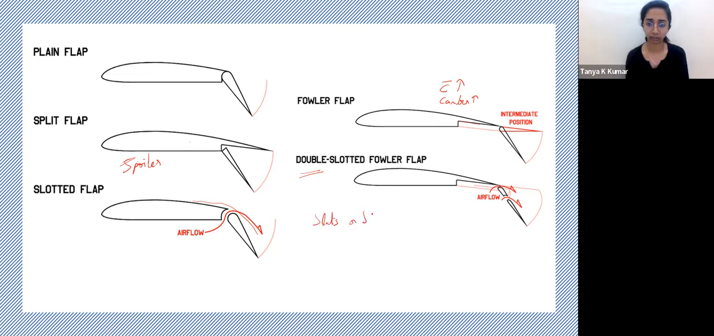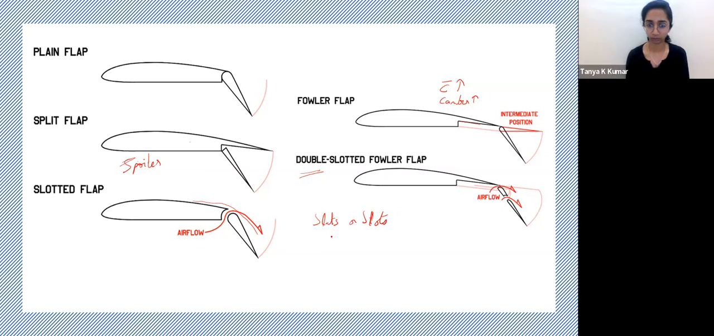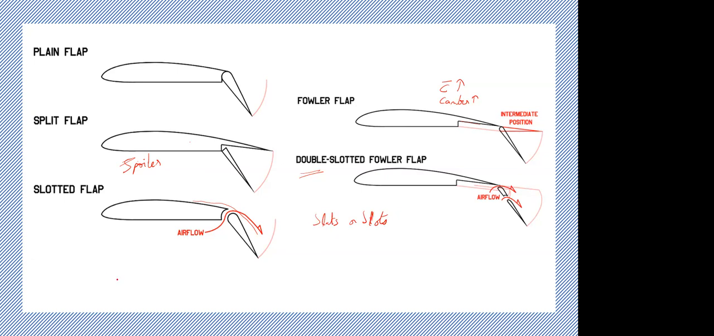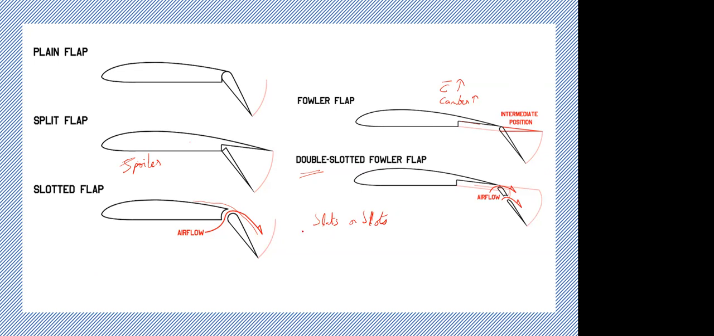Slats or slots. What are slats or slots? These are leading edge devices, almost similar to flaps. Okay, and what do they do? They also increase the CL max. And what is the difference between slat and slot? Maybe we can say the positioning: flaps are at the trailing edge and slats or slots are at the leading edge.